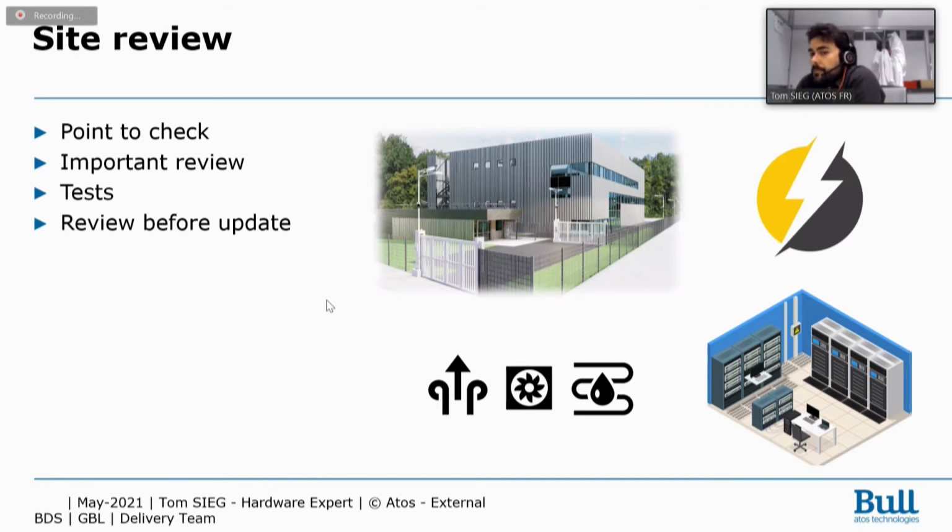and if it's ready for your infrastructure. So 2 visits, and always the same points to check: electricity, cooling, the room itself. You have to check also the raised floor, if it's strong enough for your racks, for your material, etc. And also you have to check the access ramp, etc. for the truck.